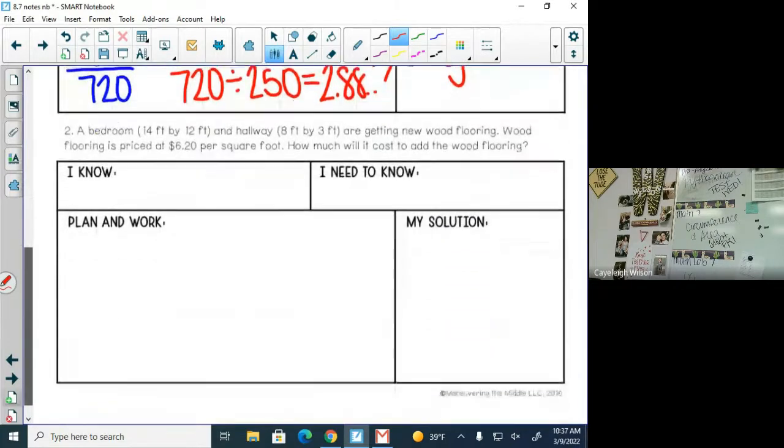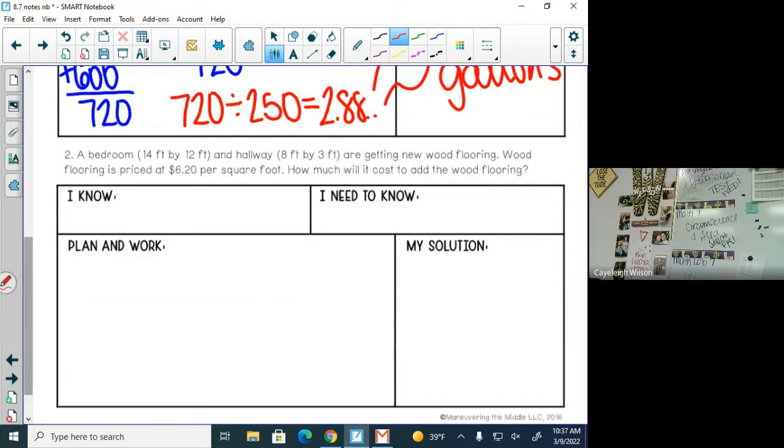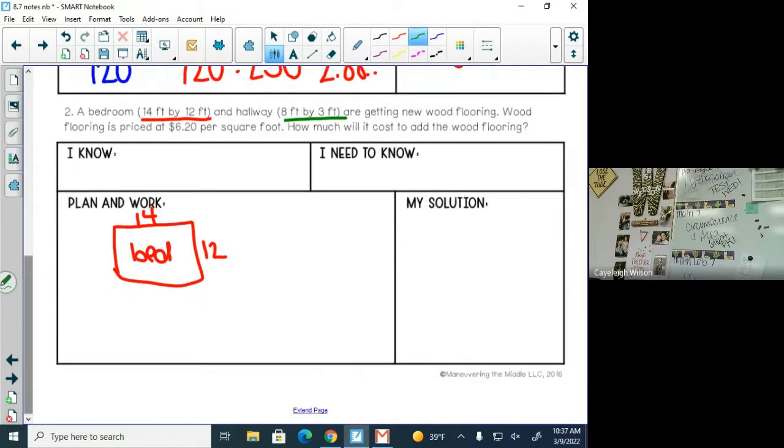All right, let's look at number 2 together. All right, there's no picture. And Miss Wilson always says that if there's no picture, draw a picture. All right. So it says a bedroom is 14 feet by 12 feet. So look, here's my bedroom. Okay, it's 14 feet by 12 feet. And then we've got a hallway. So the hallway going into that bedroom is 8 feet by 3 feet.